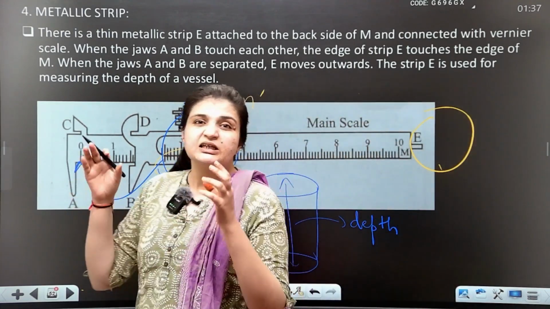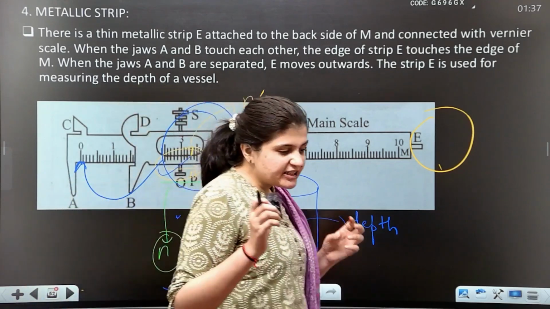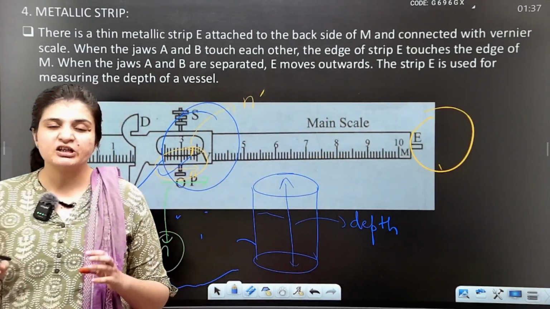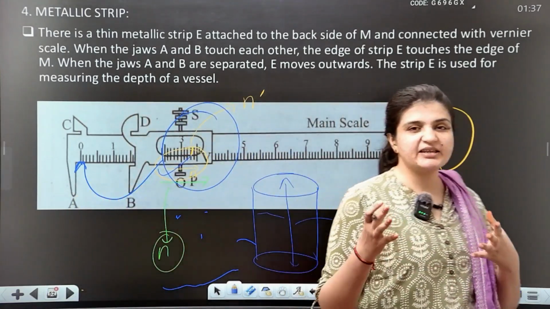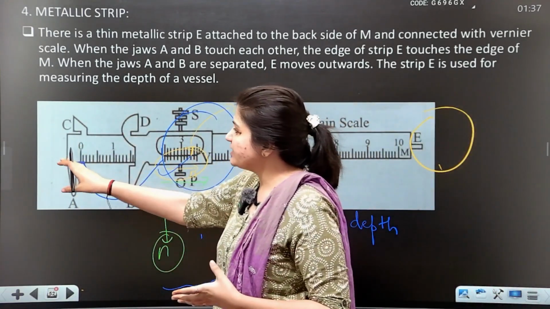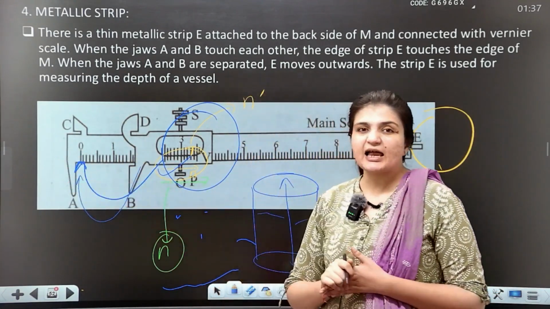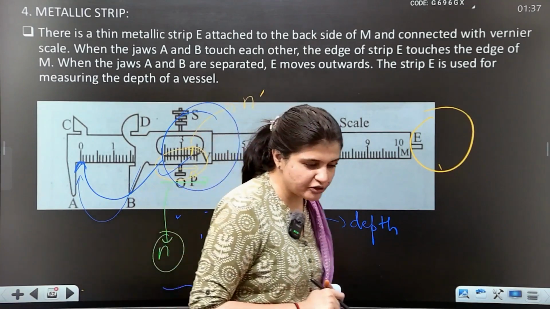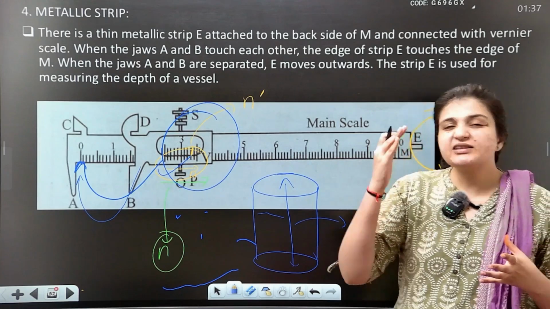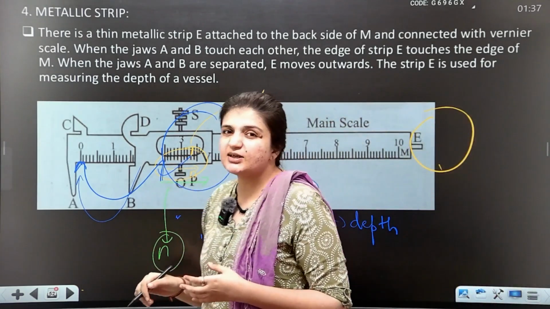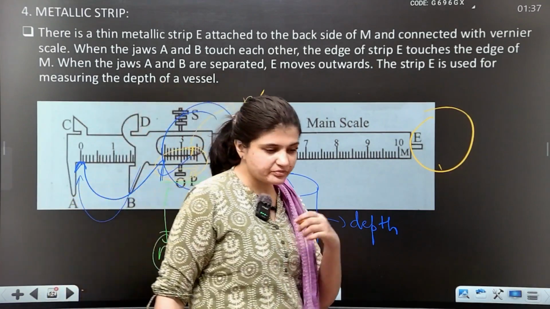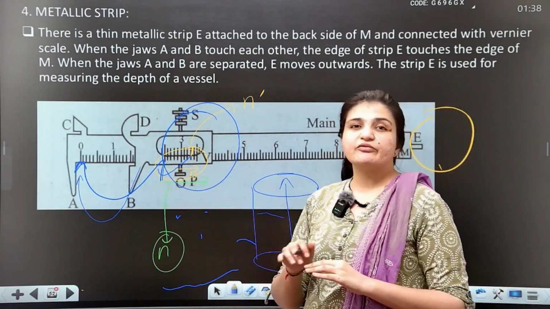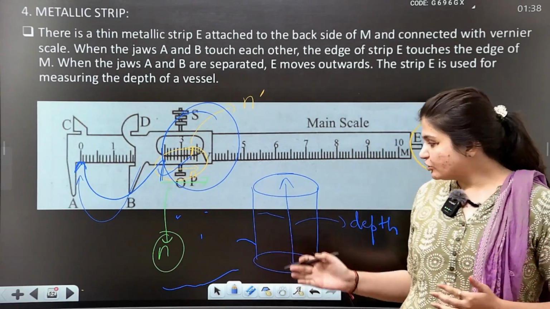So this zero error we calculate at the initial level, when we are seeing the instrument, before using any device. We have the main scale and we bring the vernier caliper to the 0th position. Then we compare whether the 0 mark of the main scale is coinciding with the 0 of the vernier caliper or not, and through that we find the zero error.